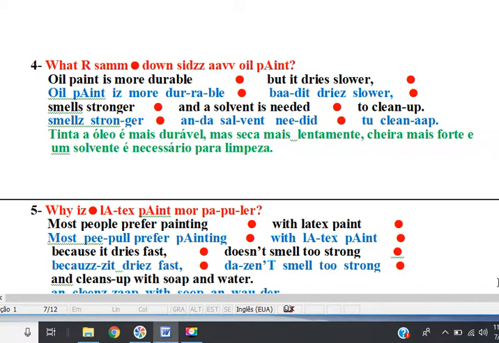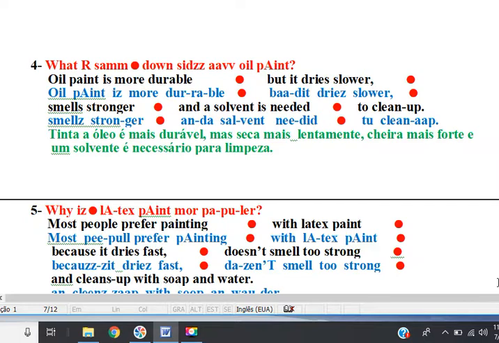Line 4. Oil paint is more durable, but it dries slower, smells stronger, and a solvent is needed to clean up.